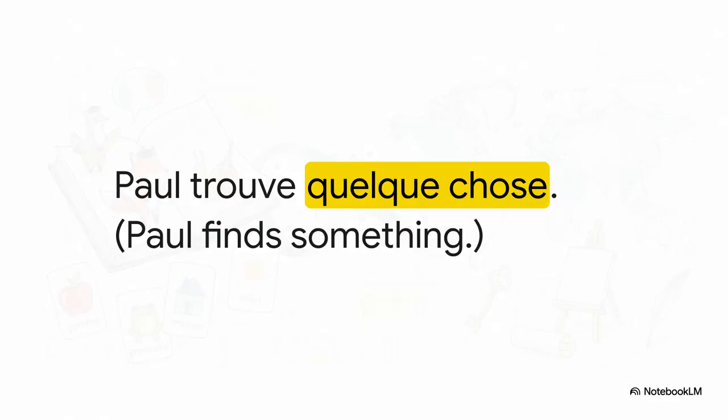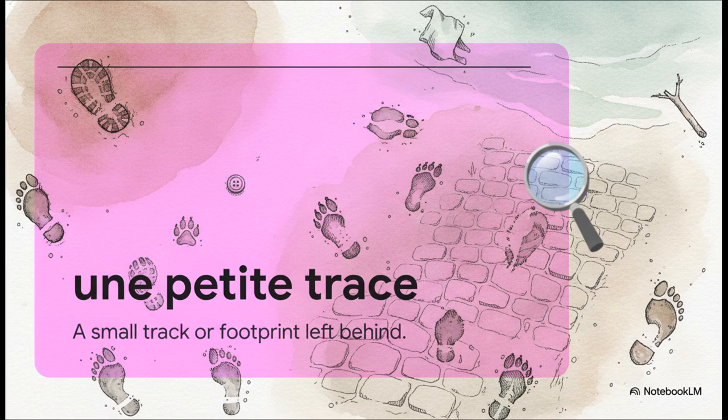And then, boom, the case breaks wide open. Paul trouve quelque chose. Paul finds something. Earlier we had personne, meaning no one, and now we've got quelque chose, meaning something. The entire momentum of the narrative just completely shifts. So what exactly is the physical evidence Paul just stumbled on? He points to the ground. Il montre une petite trace. He shows a small track. Une petite trace is our golden ticket here. It's a footprint, a tiny mark left behind by our missing subject. This is literally the first piece of actionable evidence they've had all morning.